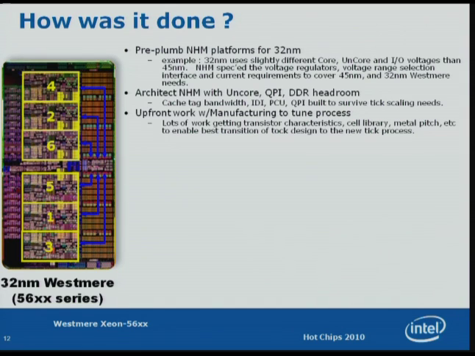Okay, upfront work with manufacturing. Again, a great portion of what happens on the TIC is this upfront work to try to get the metal pitch and the transistor design characteristics so that we can easily move to the new process, or as easily as possible.